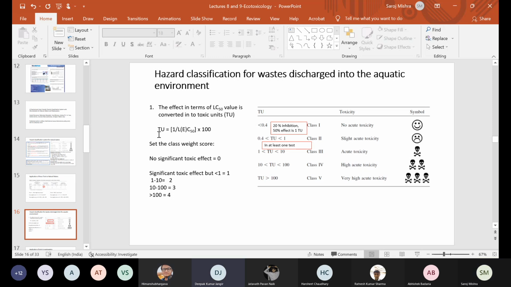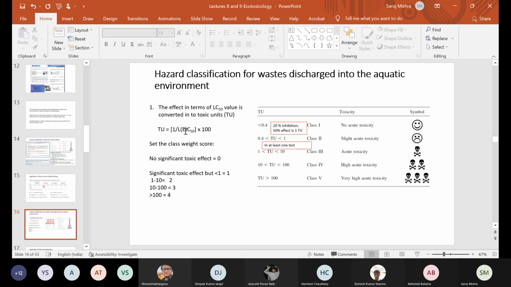Ma'am, would the dilution not be counted into the toxicity unit? Yeah, say that again. If the water is too heavily polluted, in that case we have to dilute it, and suppose we are diluting it 100 times, so is that dilution factor counted into the toxicity unit? No, not at all. But what you will do is that you will only put in this number, the dilution at which you are able to get a 50% kill of the test organism.